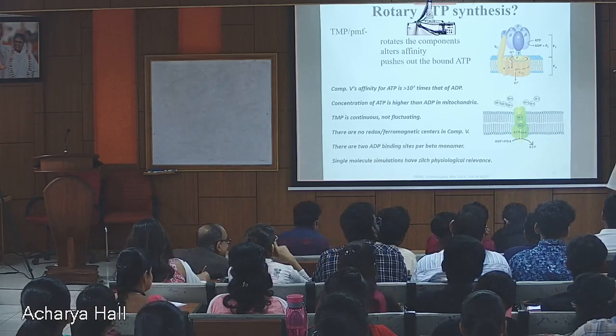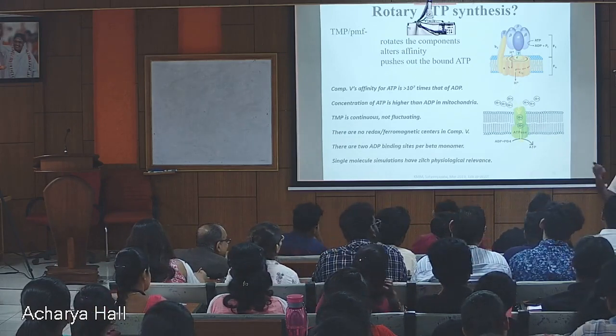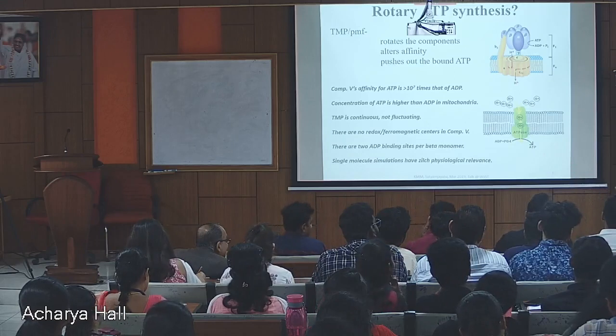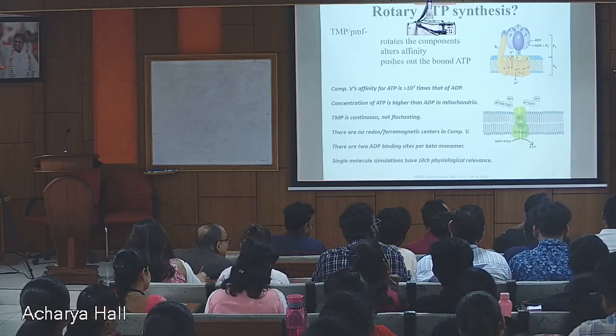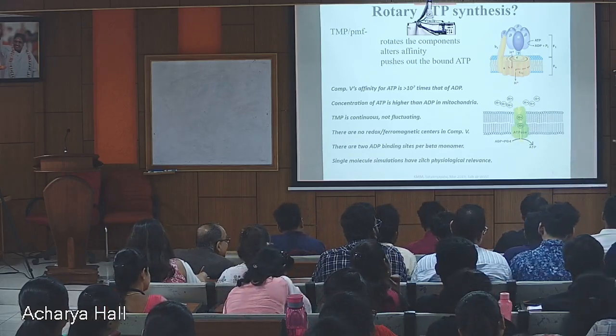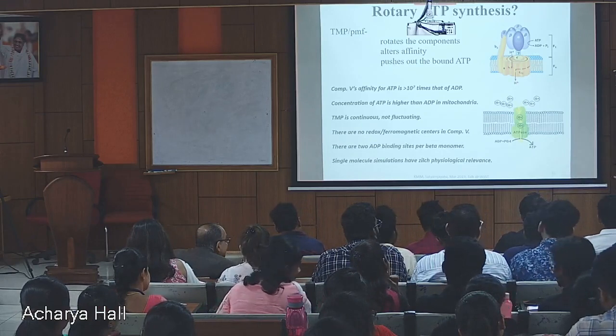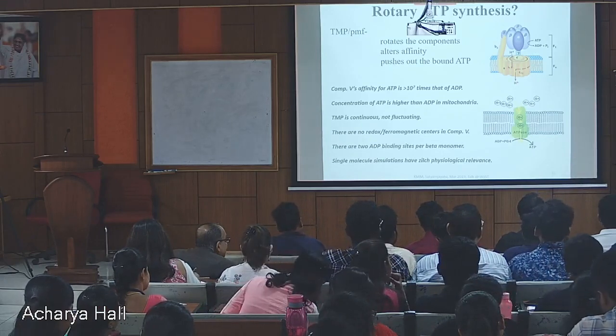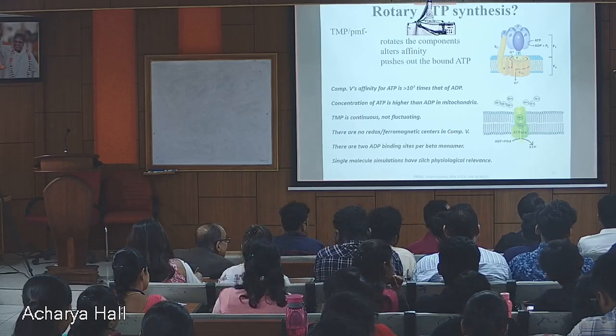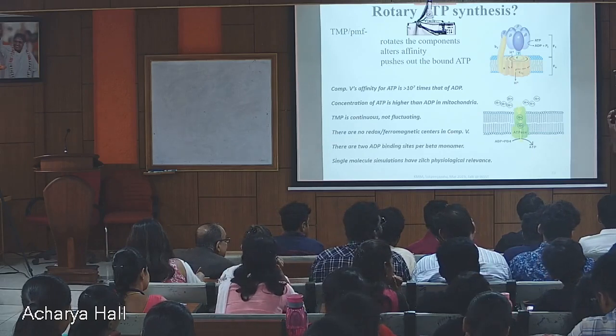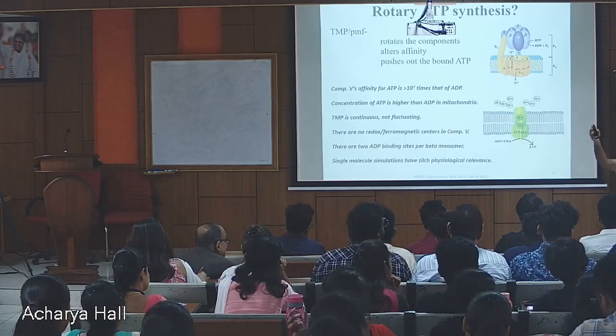So, it's an ATPase. If the ATP is the substrate, you call it ATPase. So, it has got higher affinity for ATP. And also TMP is continuing. Oh, okay. TMP is created, transmembrane potential is created, then it is dissipated.